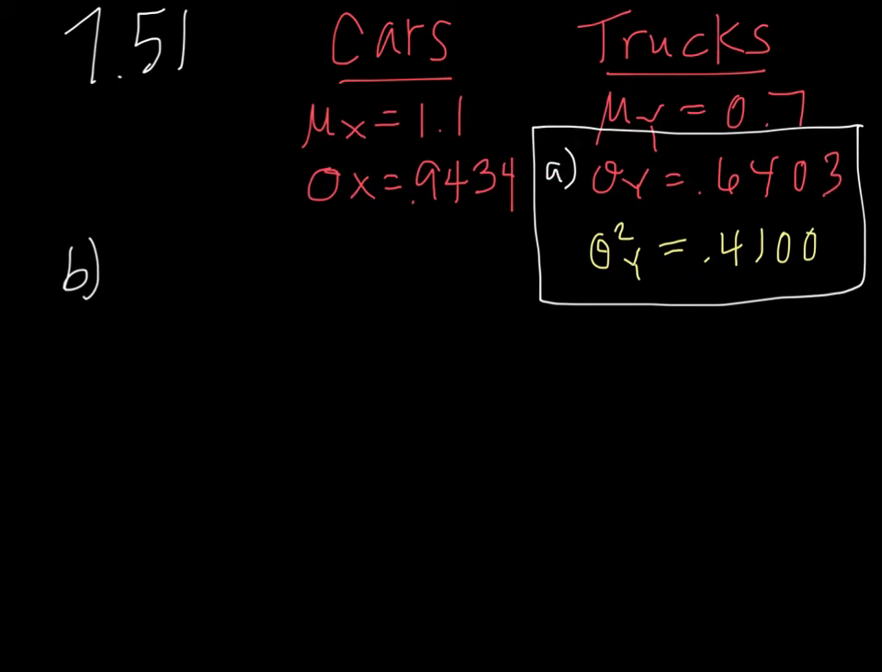Part A also asks you to find not just the standard deviation, but also the variance of the sales for the trucks. So that would be squaring the standard deviation, and if you're rounding to 4 decimal places, you should get about 0.41.